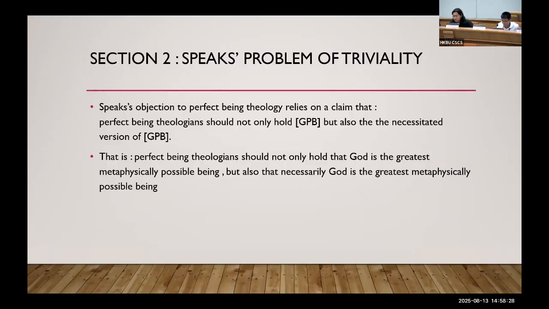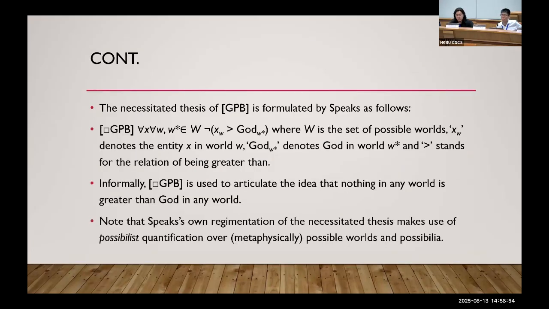Speaks' objection to perfect being theology relies on a claim that perfect being theology should not only hold GPB, but also the necessity version of this claim. That is, perfect being theology should not only hold that God is the greatest metaphysically possible being, but also that necessarily God is the greatest metaphysically possible being. The necessity version of GPB is formulated by Speaks as follows: for all x and for all possible worlds W and W star, there's no x in world W that is greater than God in world W star. Informally, the idea is just that nothing in any world is greater than God in any world.